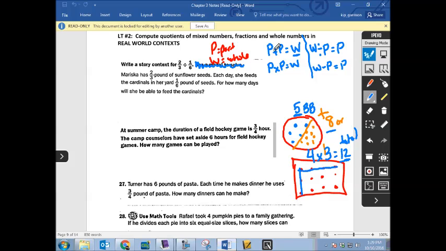Okay, so whenever you're adding or multiplying, you know the parts. You're trying to find some sort of whole, some sort of total amount. Okay? Now let's flip around for division and subtraction. Division and subtraction, we know the whole amounts. We're being given the whole amounts.